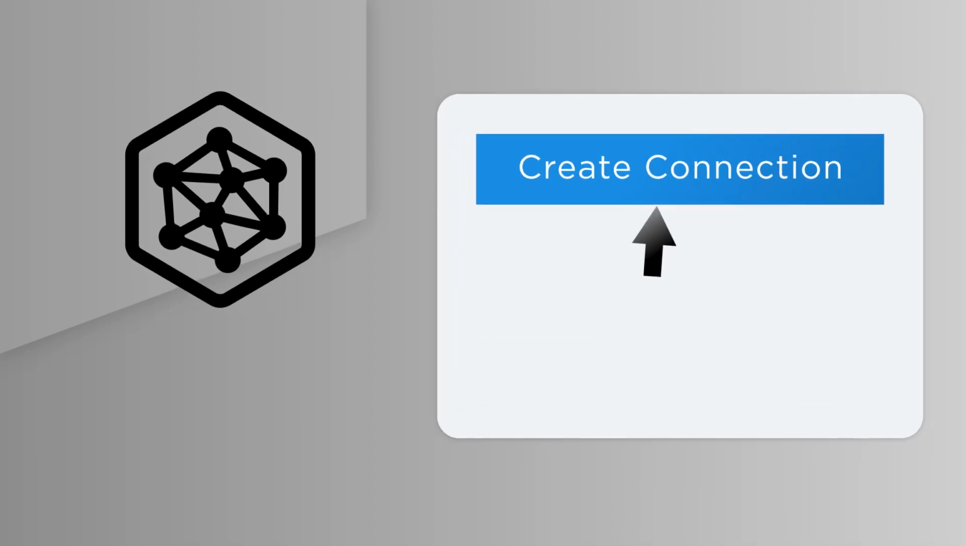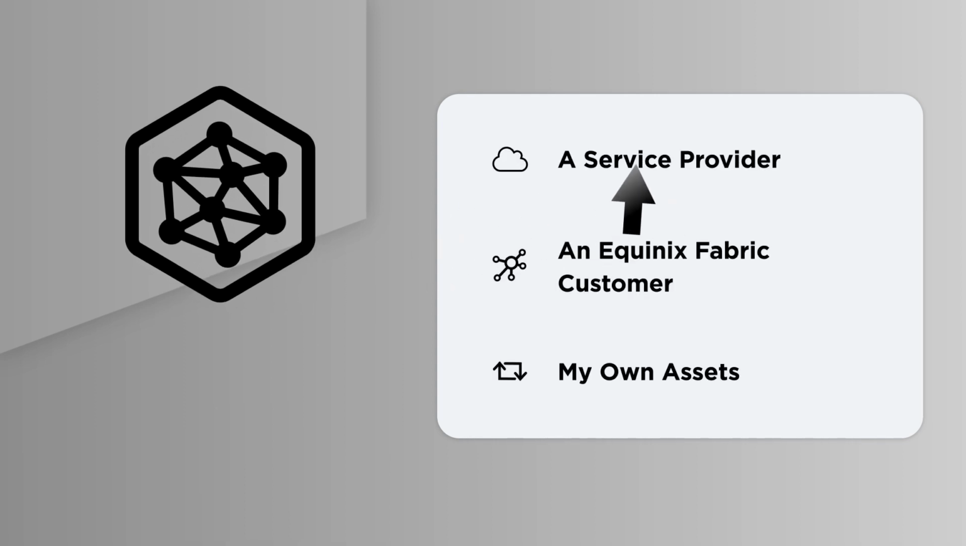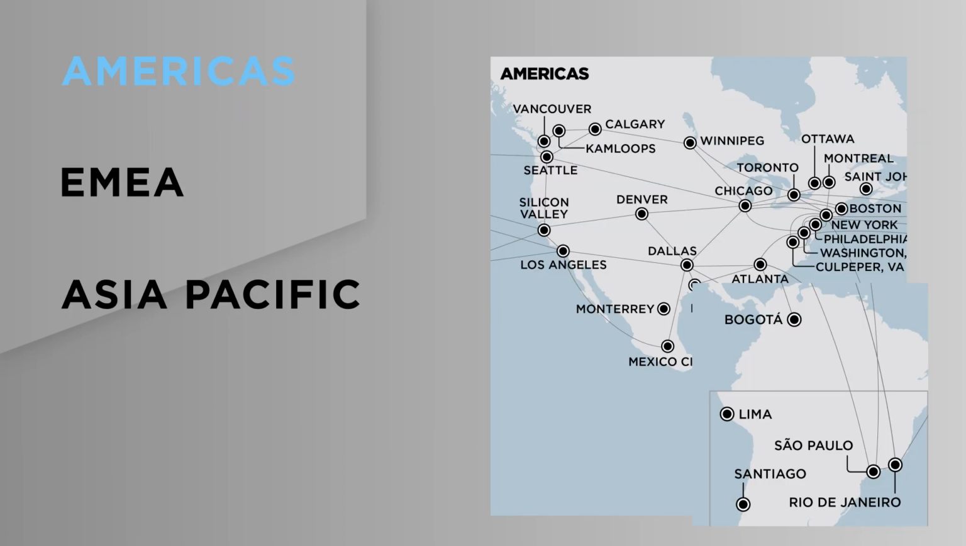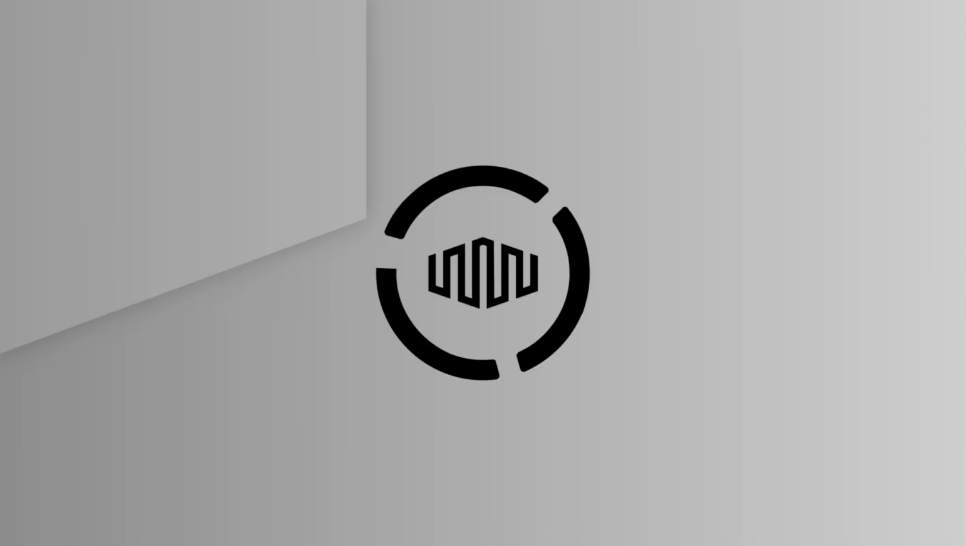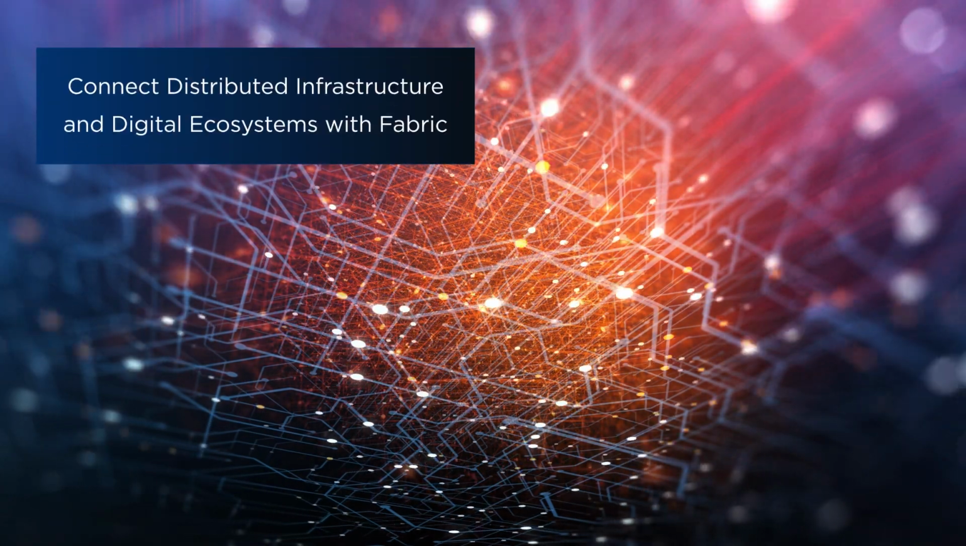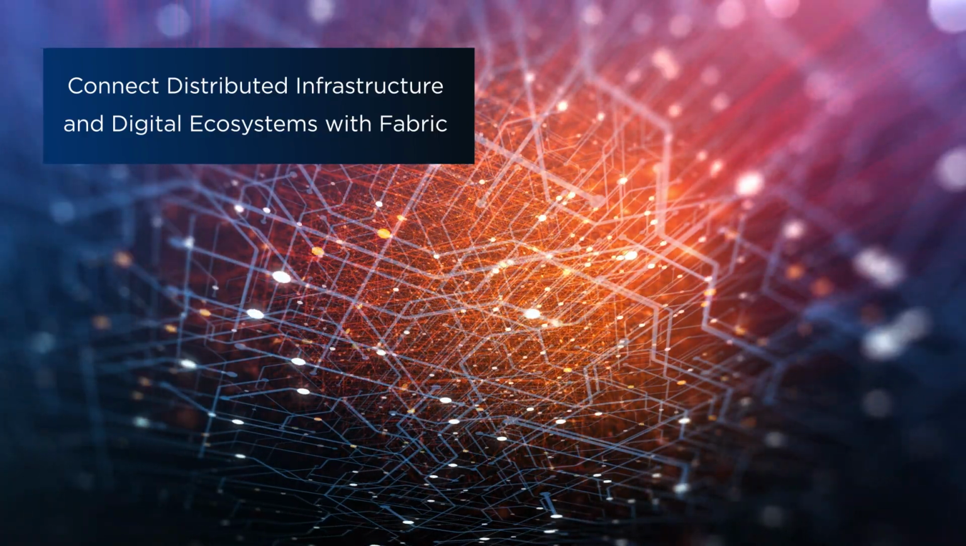Equinix Fabric is your source for secure, on-demand virtual connectivity. Built specifically for digital infrastructure, Equinix Fabric enables you to connect globally to your choice of service providers in the industry's largest infrastructure ecosystem. As the foundation of Platform Equinix's interconnection capability, Equinix Fabric enables customers to connect distributed infrastructure and digital ecosystems.